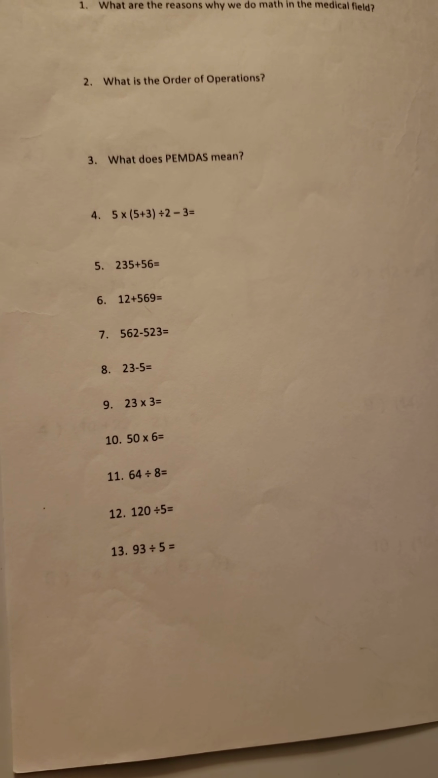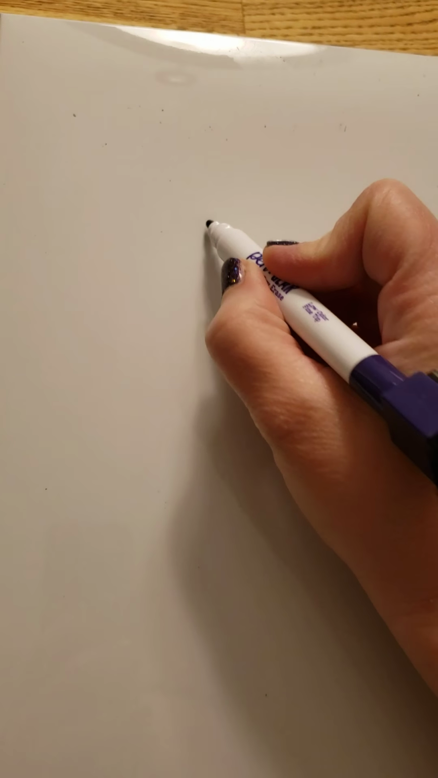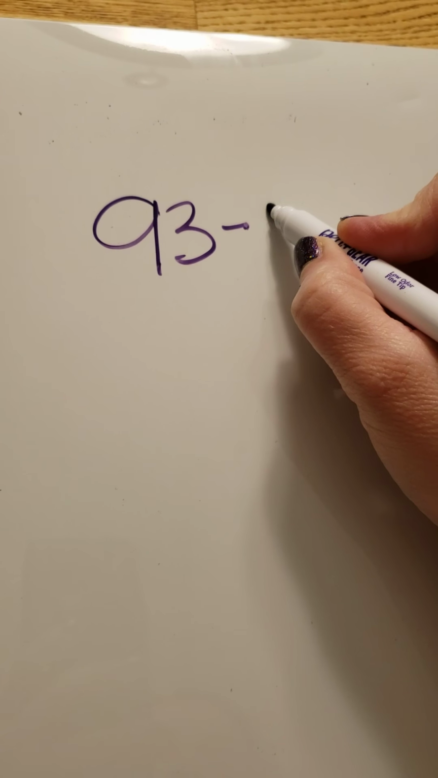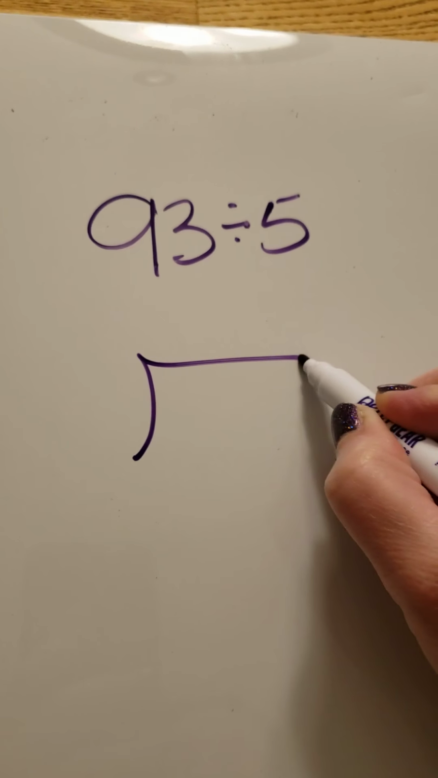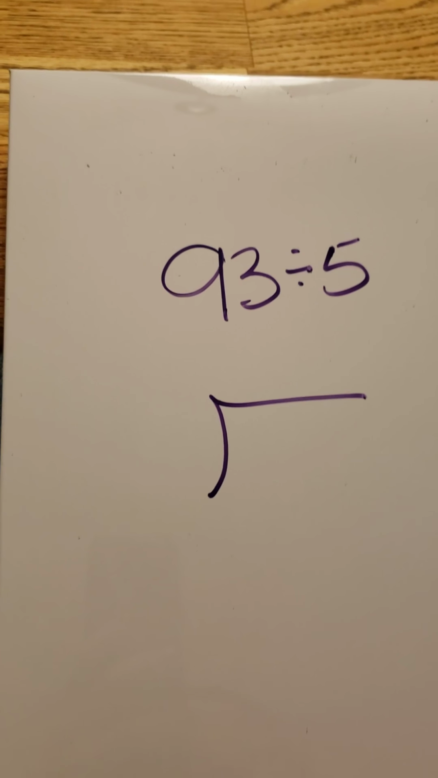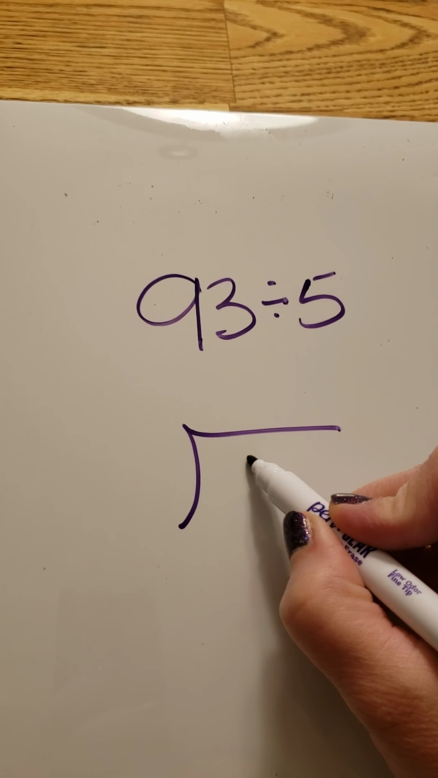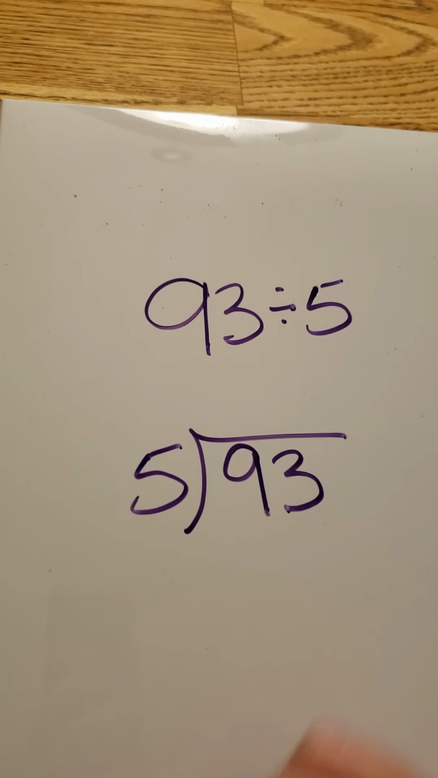All right, let's look at number 13. Number 13 is going to be 93 divided by 5. Okay, I'm going to have my little half box here. Which number goes in the box? 93. It's read first. 5 goes outside the box.